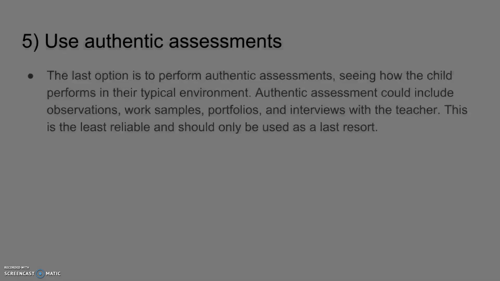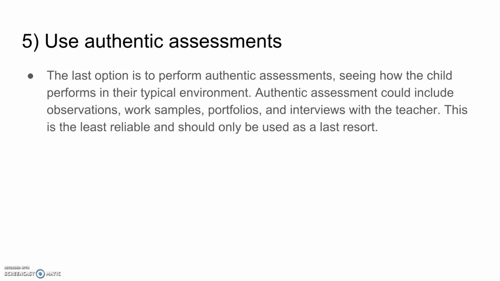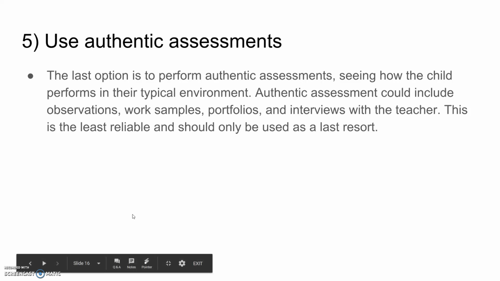And the final option, which is only a last resort, is to use authentic assessments to see how the child performs in their typical environment. These would include observations of the child in the classroom or the playground or wherever they typically are, samples of their work from the teacher, portfolios, or even interviews with the teacher if necessary. As I said before, this is the least reliable option and should only be used as a last resort. So the first option is really your first option, and they go down in degree of effectiveness as you get down to number 5.